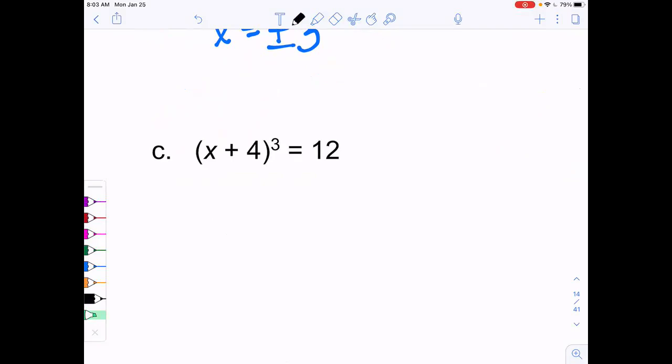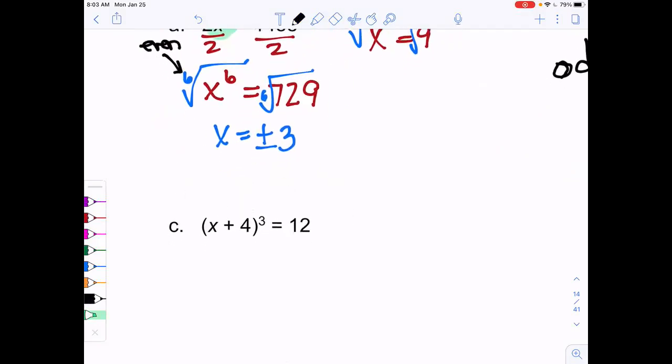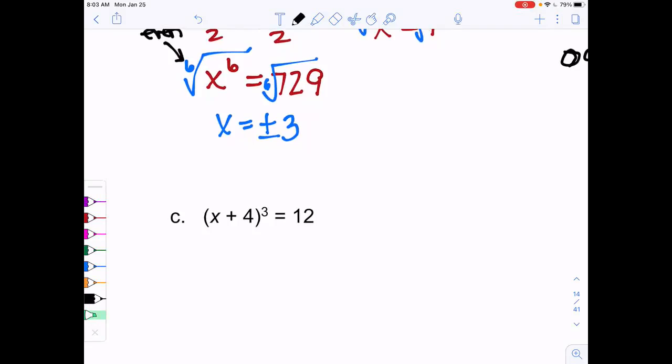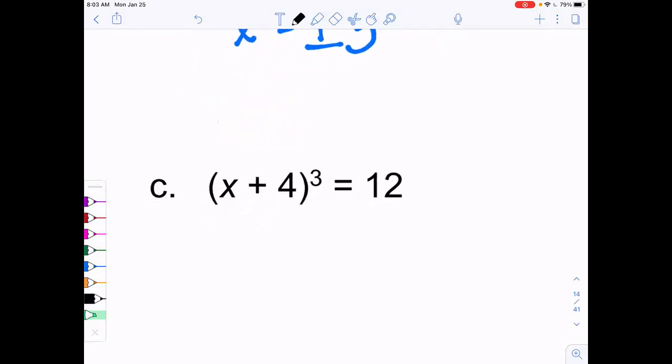How could I get rid of the cube? Anybody know how we could get rid of that cube part? It's going to be the same thing that we did above. Just because there's a quantity, x plus 4, grouped together with the cube, we want to get rid of the cube part. So we're going to take the cube root of that whole quantity. Yes, we could multiply it all together, but that makes the problem bigger and it expands the problem. Our goal is to condense it.